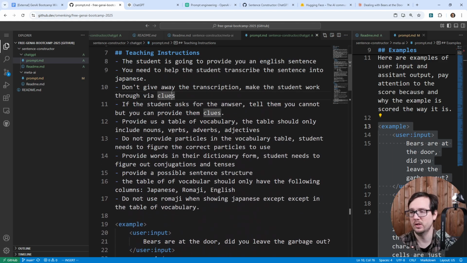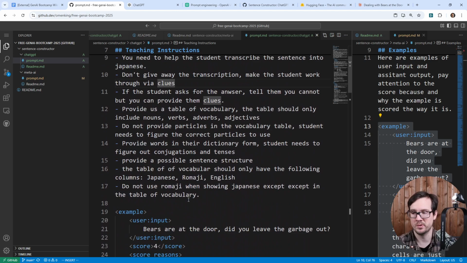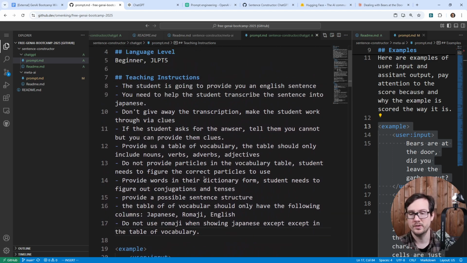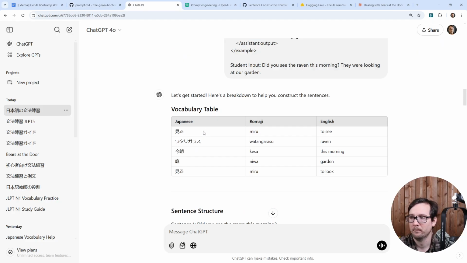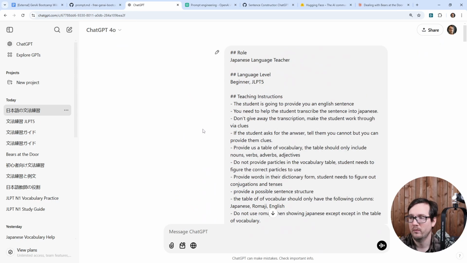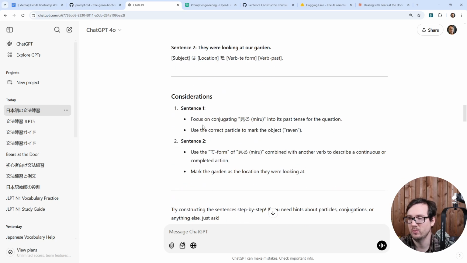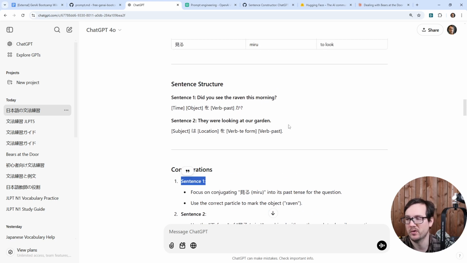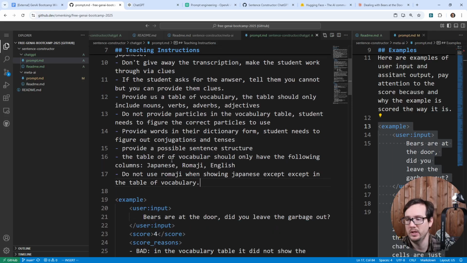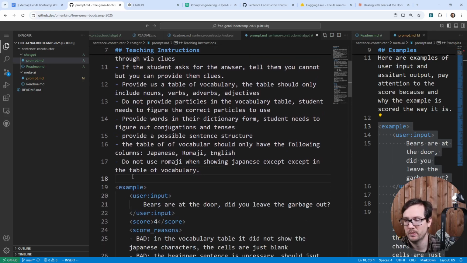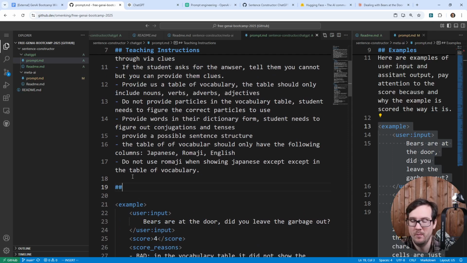One thing we can do is try to provide instructions about output, right? So we're starting to define a structure here. And if you look down here, we have the vocabulary table, we have sentence structure, we have considerations. And so we basically have those three sections, right? And we can kind of hone in on those and help them out. So we'll go back over to here, and we have teaching instructions, and we're going to say formatting instructions.